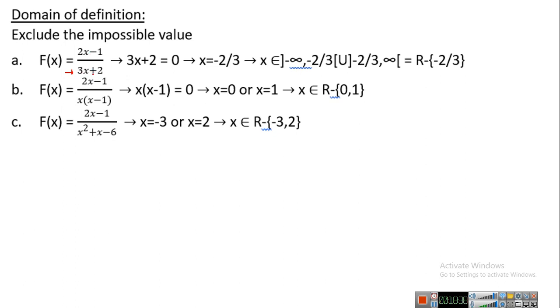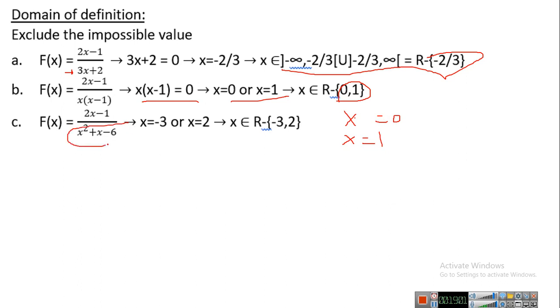So if I want to find the domain of definition here, I say 3x plus 2 equals 0, x equals minus 2 over 3. So I excluded it, as you know. Here, x cannot be 0 nor 1. You must exclude them. So how many vertical asymptotes do I have here? I have 2. x equals 0 is a vertical asymptote. x equals 1 is a vertical asymptote. Here I do delta. Also I have 2 vertical asymptotes.